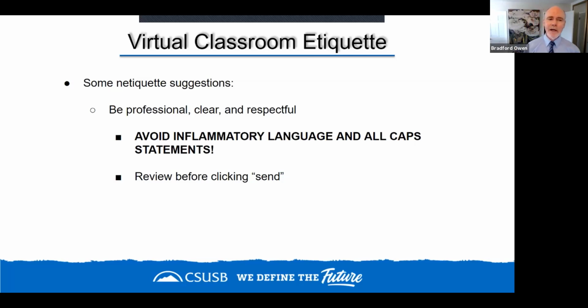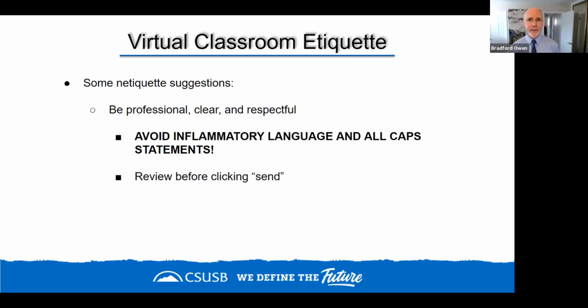And it's a good idea, whatever kind of communication it is, whether an email, social media post, discussion board post, quiz, exam, or paper, always to look over what you've written and think twice, and just make sure that what you're about to send is respectful and written in a way that communicates your intention. Next, please.